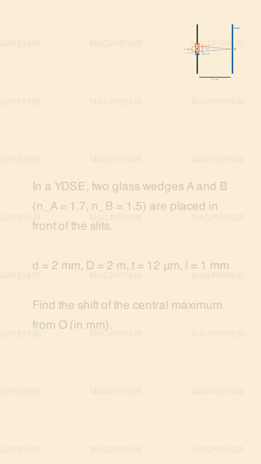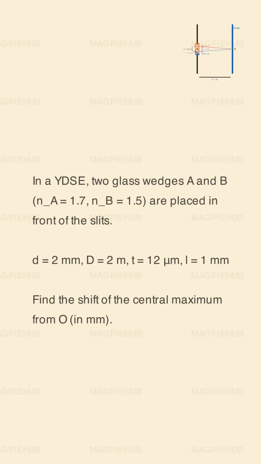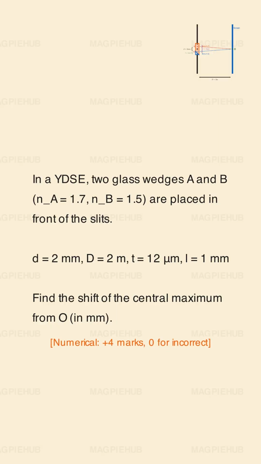Here is the question. In a Young's double slit experiment, a combination of two glass wedges A and B with refractive indices 1.7 and 1.5 are placed in front of the slits. The slit separation d is 2 millimeters, the distance to the screen D is 2 meters, combined thickness T is 12 micrometers, and the slant height L is 1 millimeter. We need to find the shift of the central maximum from O in millimeters.